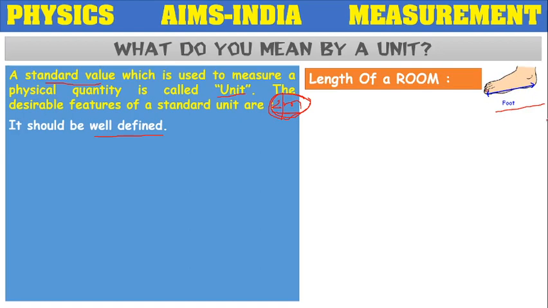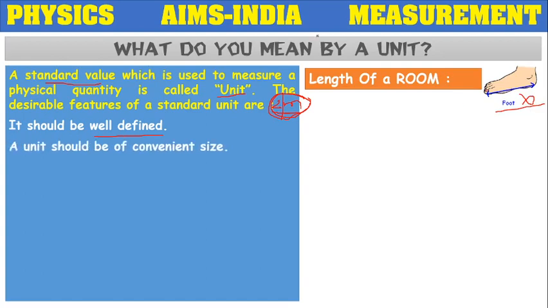So is the unit, the foot span, well defined? Because with one person it is coming around 10 foot spans, and when the other person measures, it is coming around 12 foot spans. So it is not well defined. When we are choosing a unit, it should be well defined, and it should not be like that foot span.